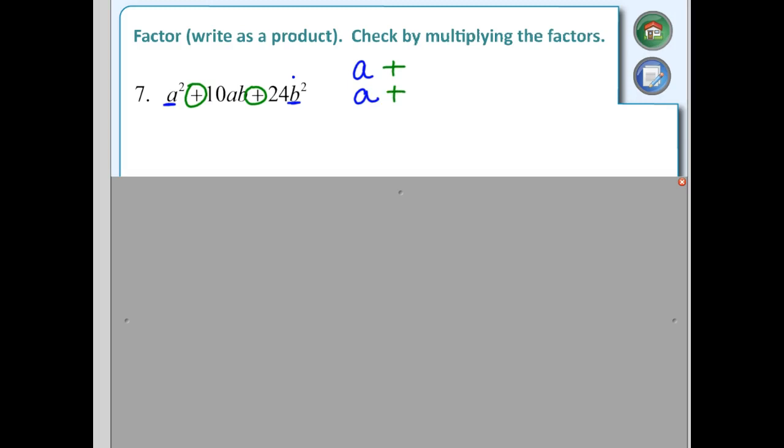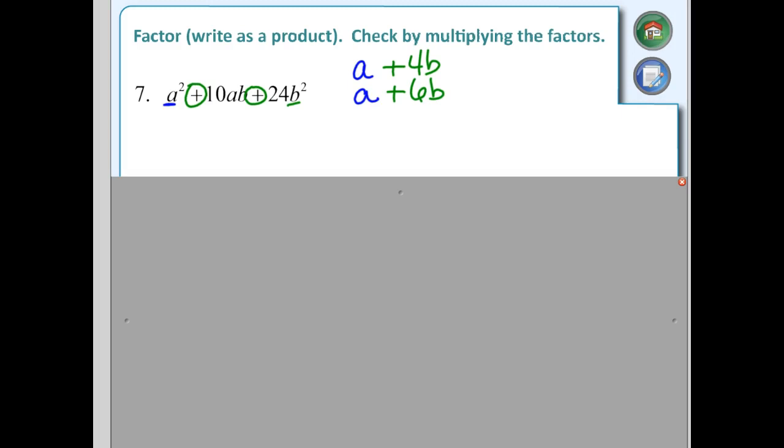What are my factors of 24? Well, 1 and 24, 2 and 12, 3 and 8, 4 and 6. Which pair of those factors will give me the 10 in the middle when I add them? That's right, the 4 and the 6. So this is going to be 4 and 6. And because there's a b squared here, I need to make sure I write b and b.